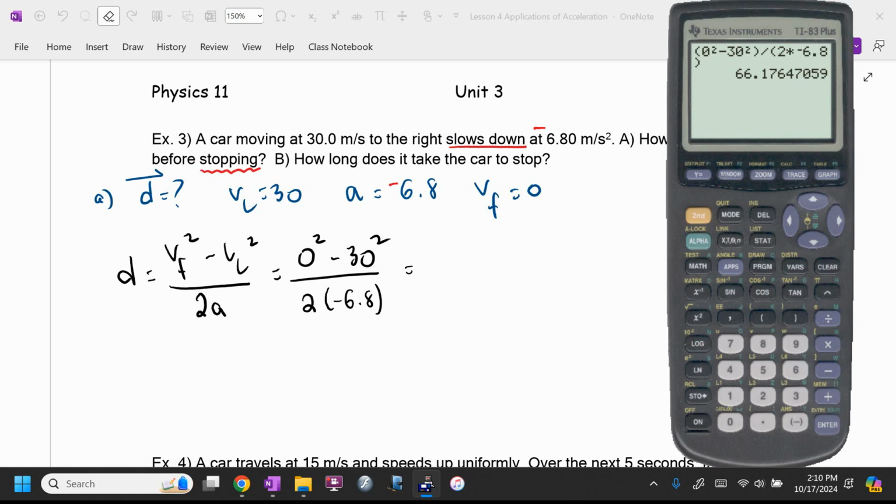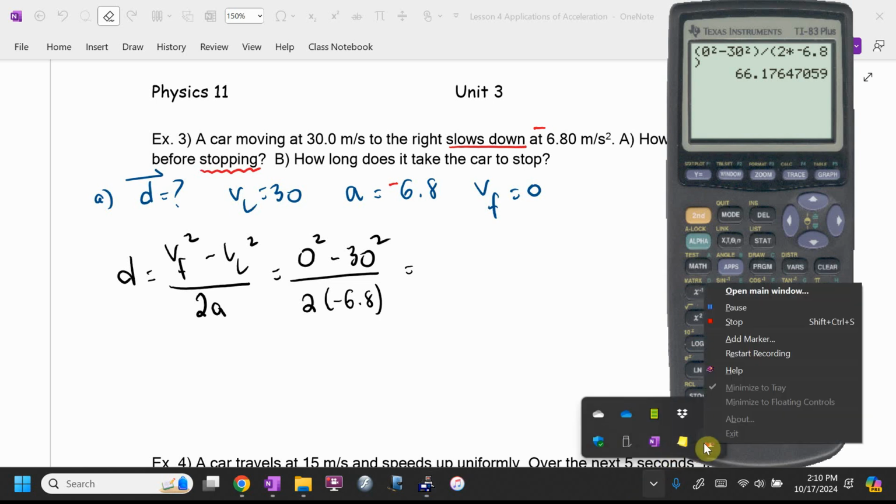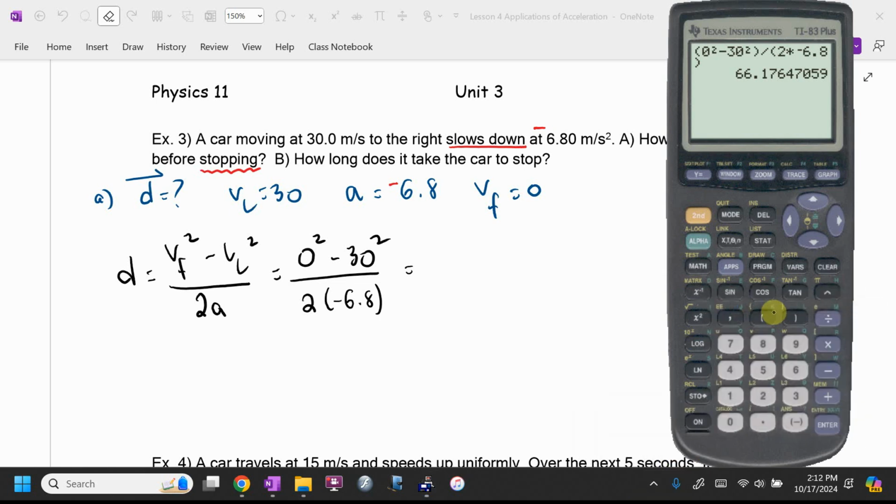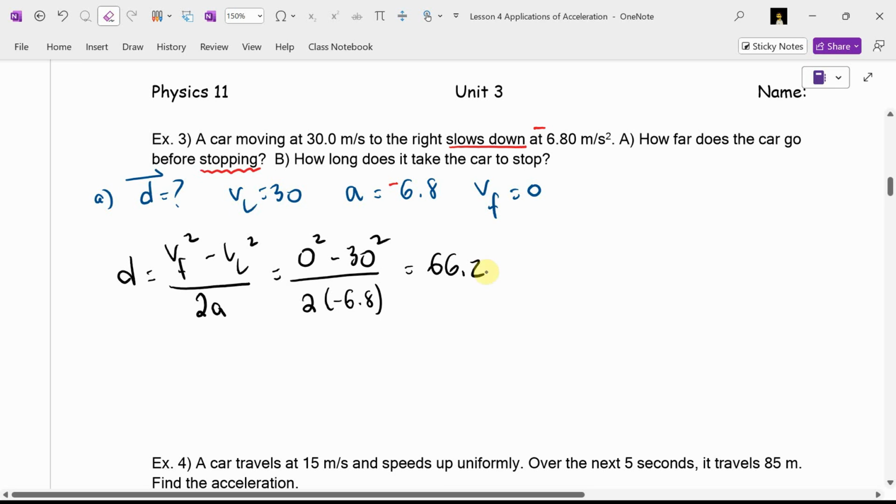So if you hit your x squared button, it should get back to this. No, it still won't. So don't clear your calculator. Give me a second here. 66 point what? 2. 66.2 units displacement. Meters.